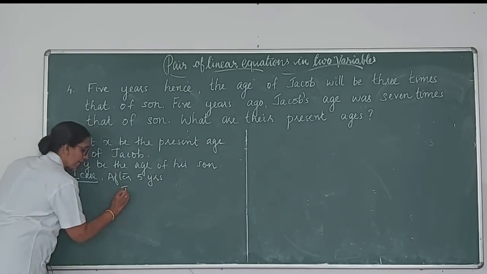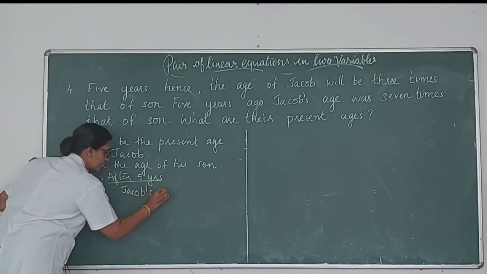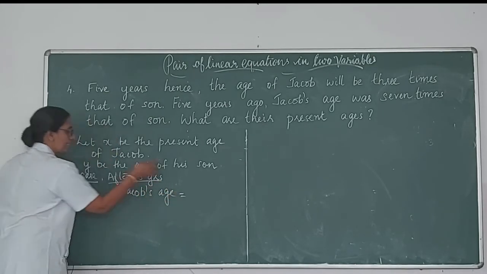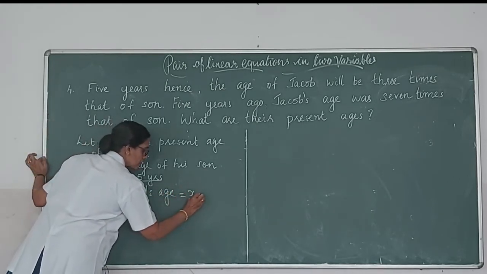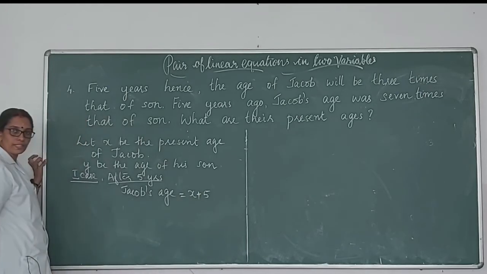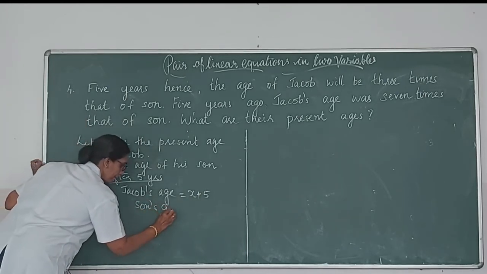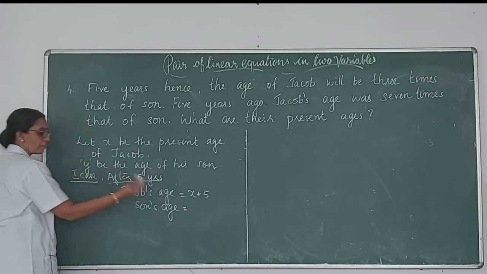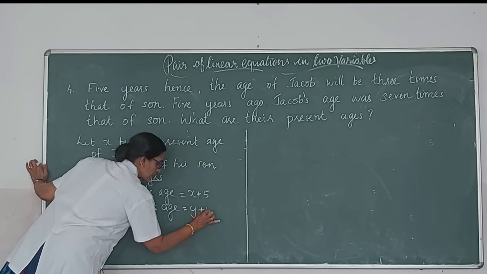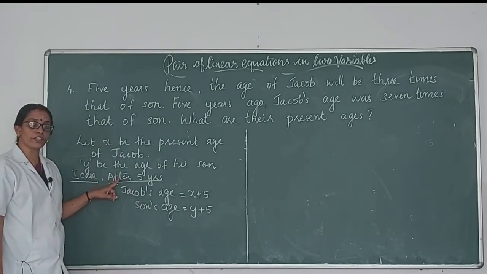What is Jacob's age after 5 years? Jacob's present age is x. So after 5 years, x plus 5. Isn't it? Son's age, now it is y. So after 5 years, y plus 5. You have to change both the ages after 5 years.